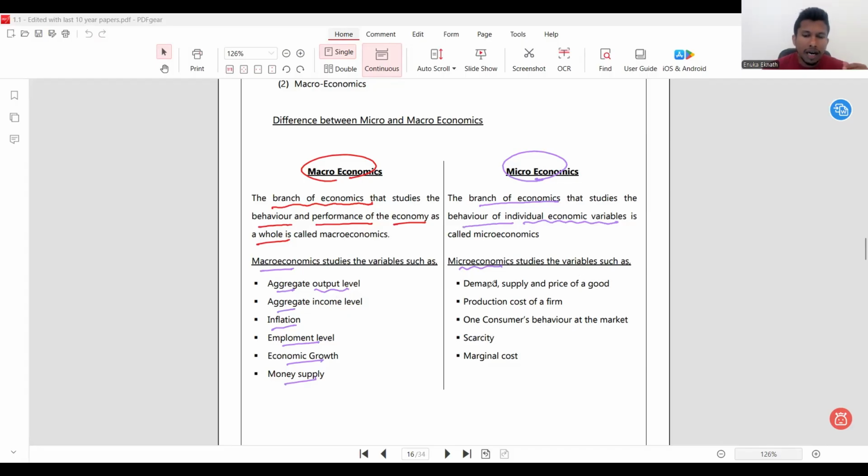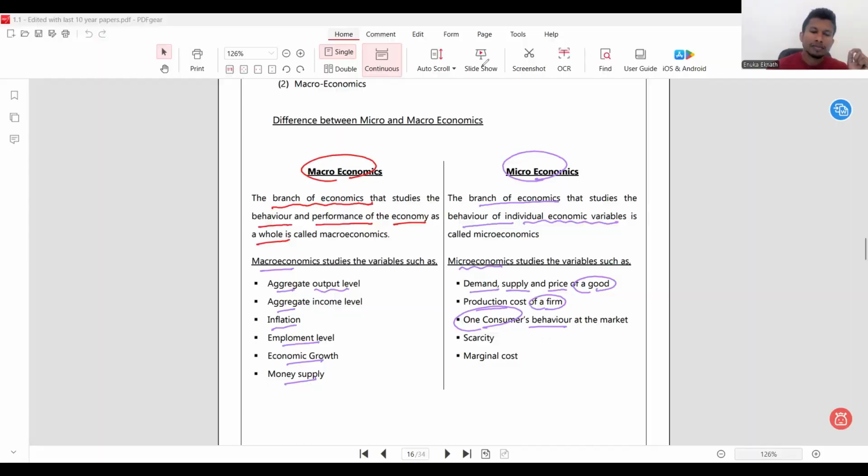So these are the examples coming under macroeconomic variables. And on the other side, we have demand, supply, or maybe the price of one good, the production cost of one firm, one consumer's behavior. These are the examples coming under microeconomic variables. If you remember these things, now you can find the correct answer for this question.